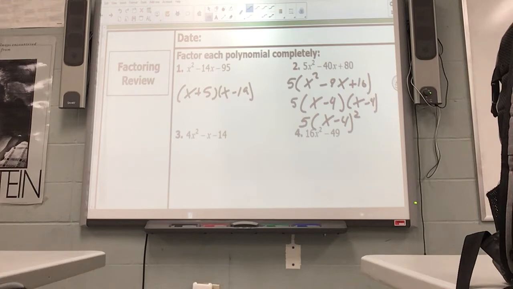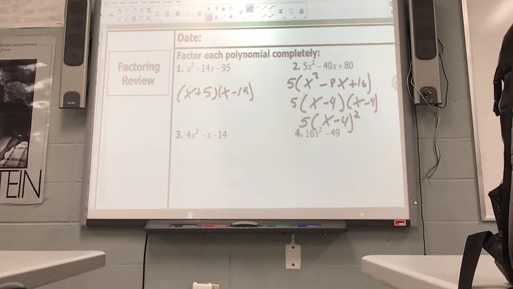Alright, so 3 was a little bit tougher, because there's not a GCF, and this time your A is not 1. So you did A times C, what's 4 times -14? I think it's negative 56. So then you need the factors of negative 56 that add to -1. So it'd be -8 and 7. But now your A is not 1. So you don't get to just write the answer like you did on number 1. You gotta do the factor by grouping.